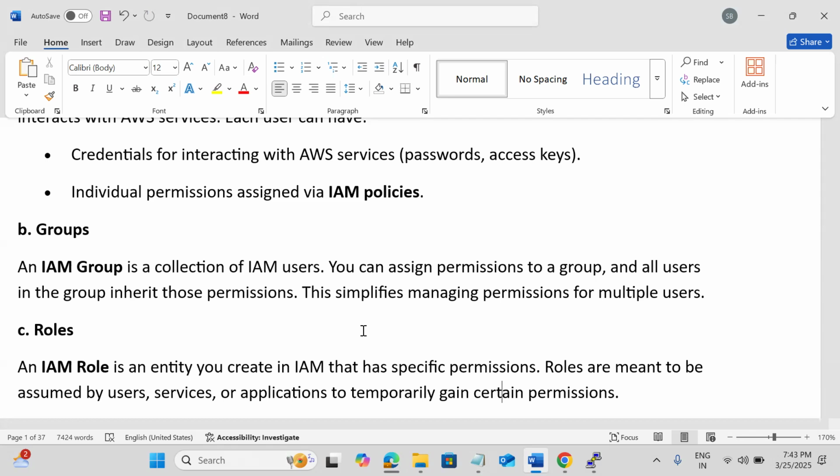One user can reside in two groups. Yeah, one user can reside in two groups. Suppose both the permissions are going to apply.